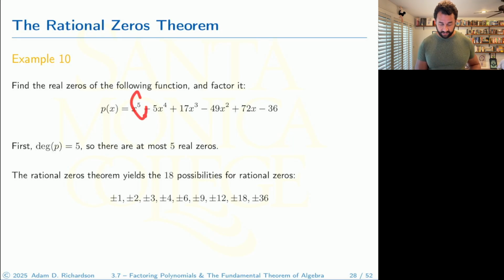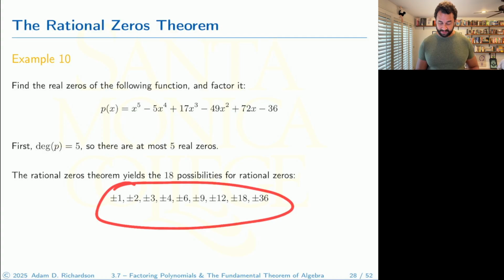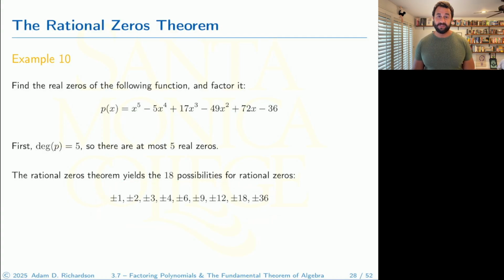One thing we know is the degree here is 5, so there are no more than 5 real zeros, right? There can't be any more than 5. That's it. So there's only 5 things that we're really looking for. But 36 has a lot of factors. Luckily, the leading coefficient is 1. That's always nice when the leading coefficient is 1. And now there are 18 possibilities for rational zeros. Oof. So we would have to check all 18 of those.